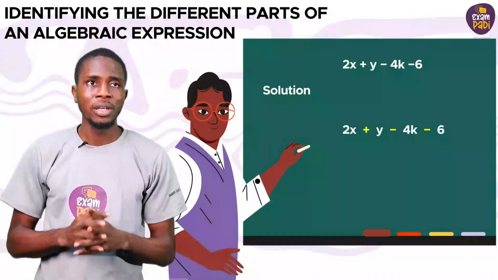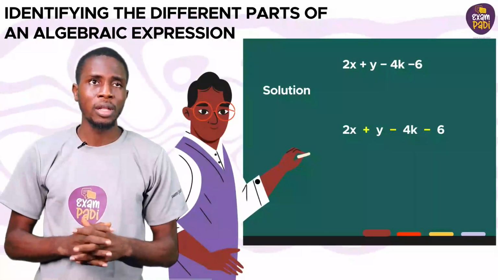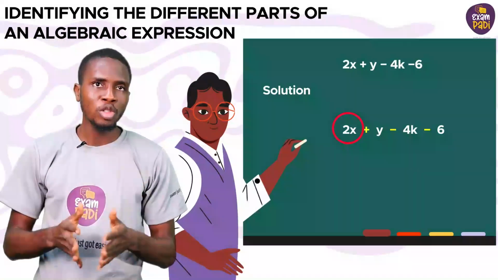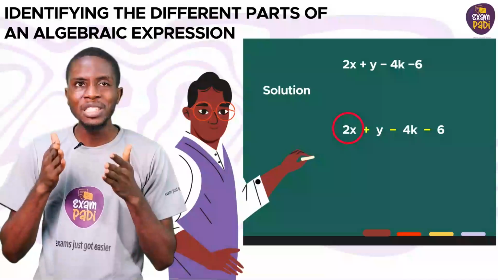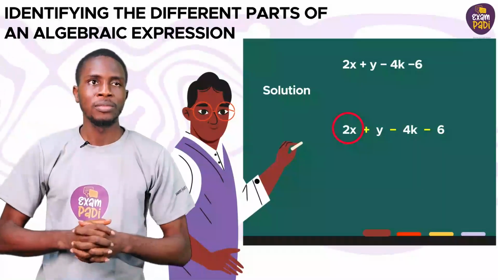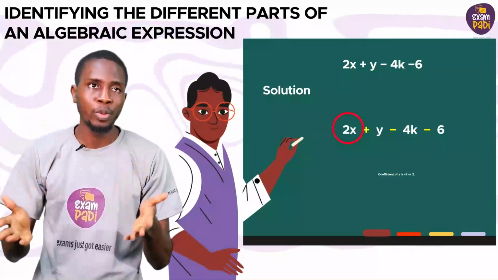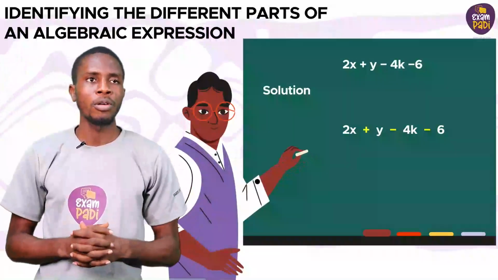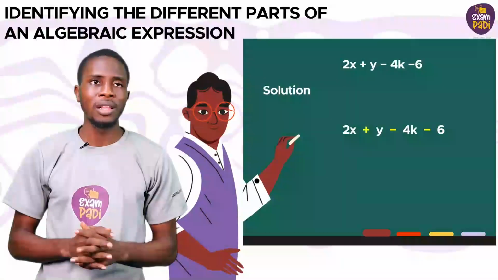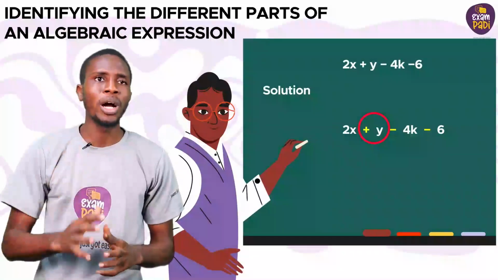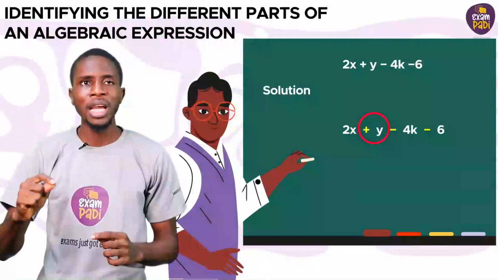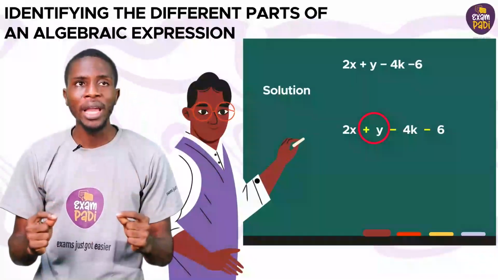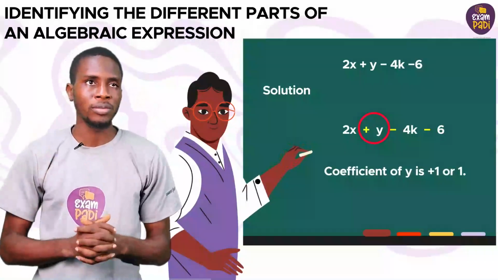Step 3. To find the coefficient of x, look for the term that contains an x. The plus or minus sign before the term is part of the coefficient. The coefficient of x is plus 2 or 2. Step 4. To find the coefficient of y, look for the term containing y. The plus or minus sign before the term is part of the coefficient. The coefficient of y is plus 1 or 1.